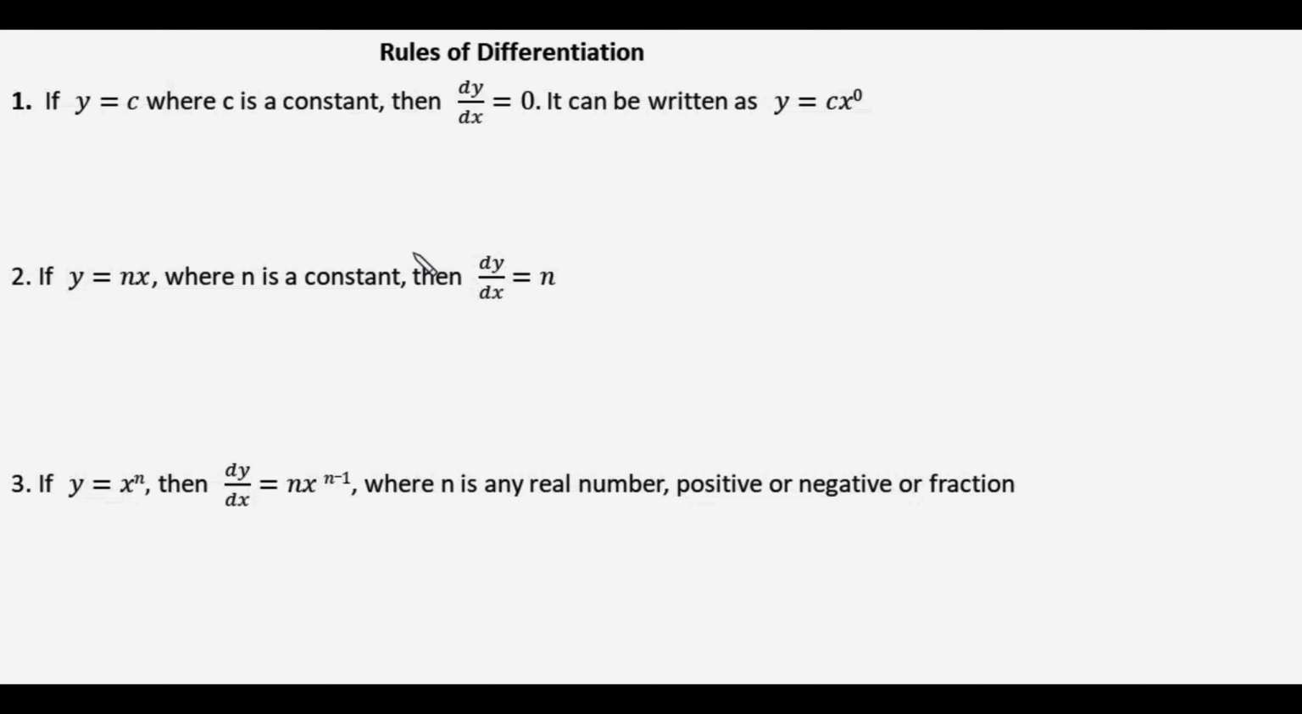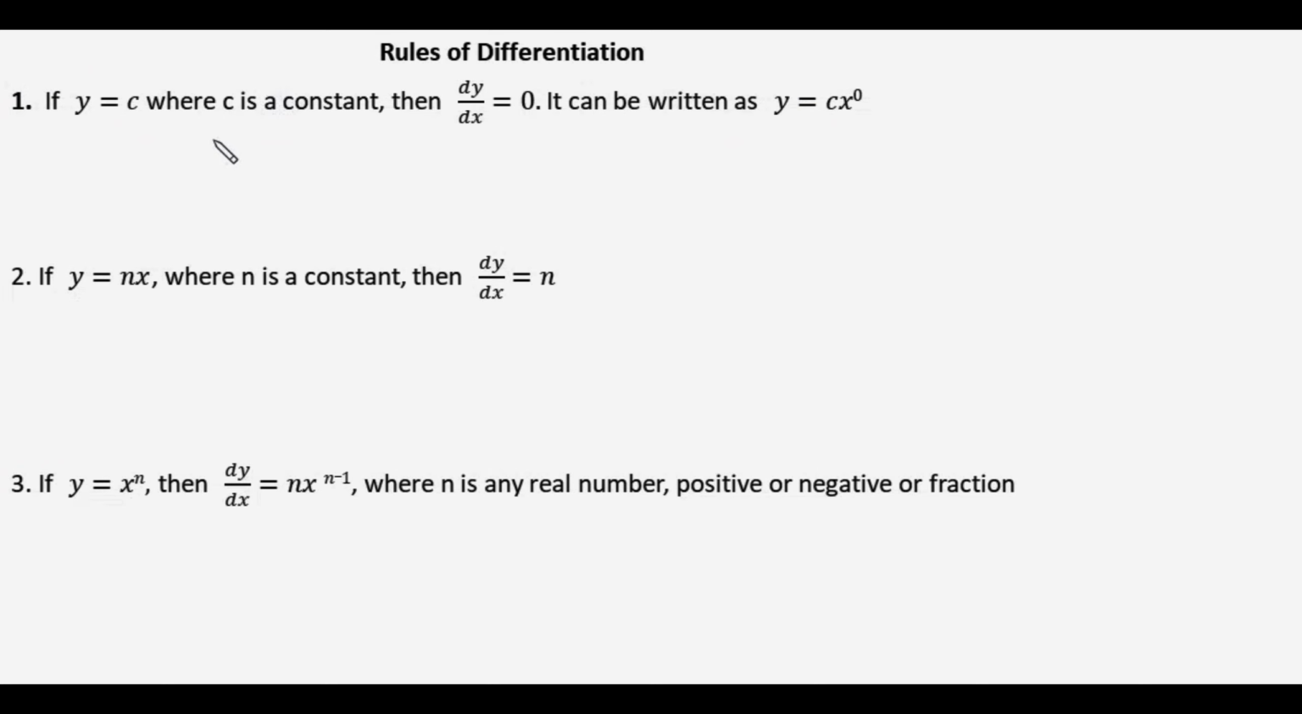So here are the rules of differentiation. The first rule says if y equals c, where c is a constant, then dy/dx is 0, which can be written as y equals cx raised to the power 0. This simply means differentiating a constant gives you 0.